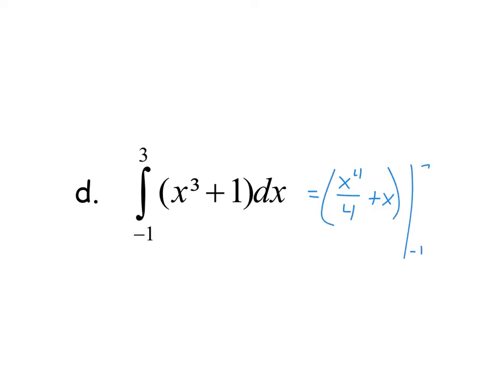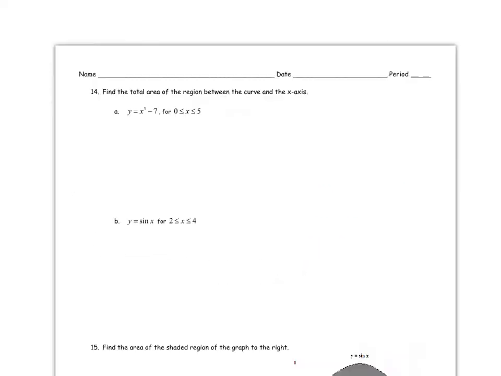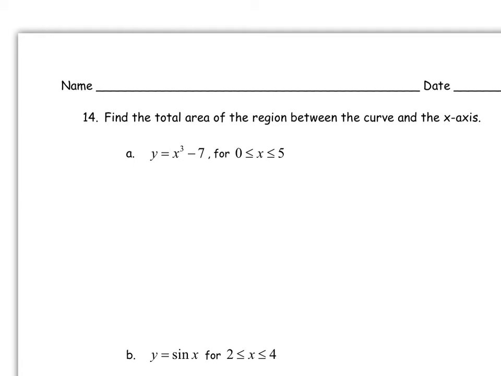And those become rather simple when you've done enough practice. Okay, and then plug in the upper bound, plug in the lower bound, and subtract once again. All right, now the total area, remember this is area above minus area below. So you're supposed to be able to do these without a calculator.